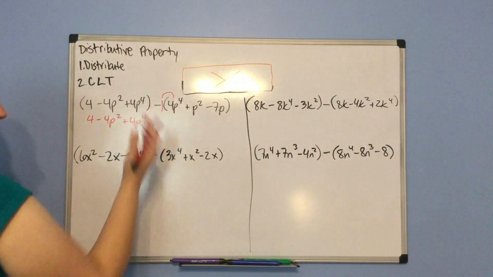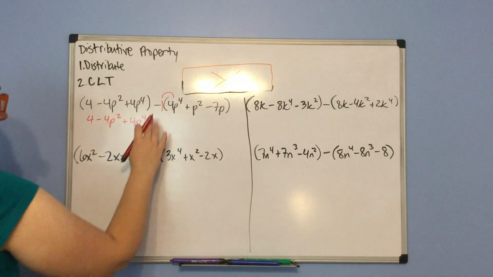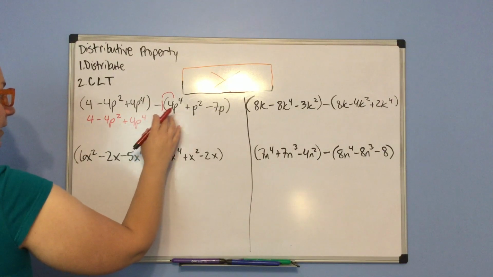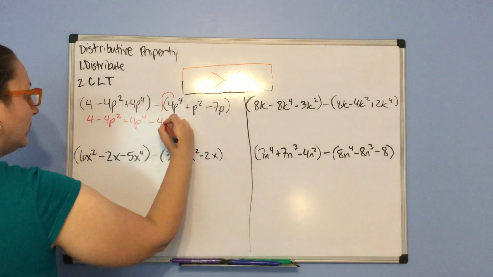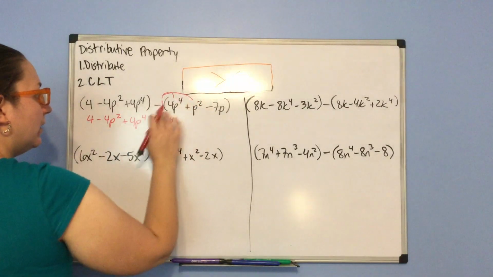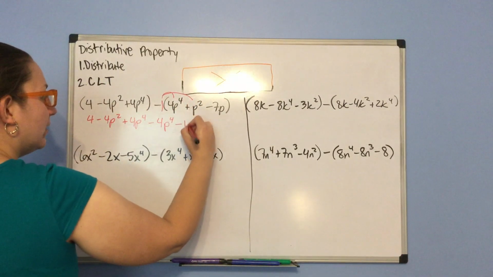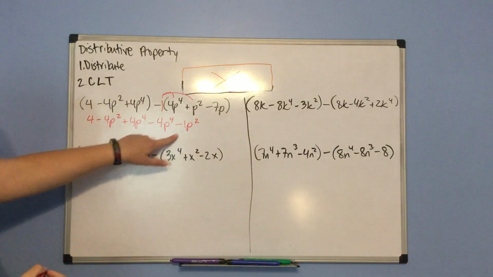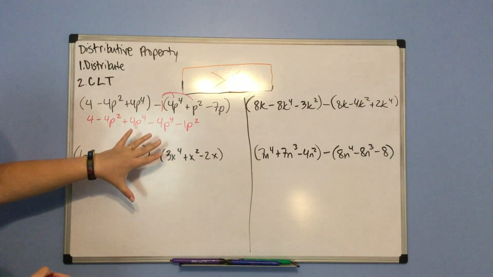Multiplying by -1 just changes signs basically, but let's just go through it like normal. -1 times 4 is -4. P to the 4th stays the same. -1 times p squared is -1 p squared. You don't have to write that one, but I think it's helpful when we go to combine.